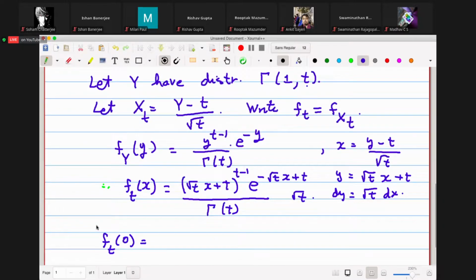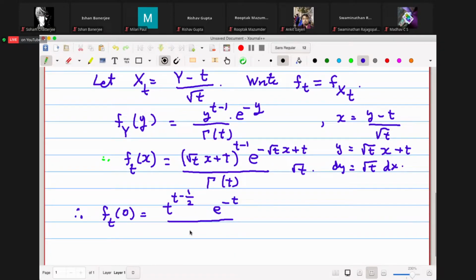So I may write that for f_t of 0, we are going to find it in two different ways. One way is directly by substitution because you know the density. So t power t minus 1, and also there is this root t in the numerator, so that becomes t power minus half, e power minus t by gamma t.